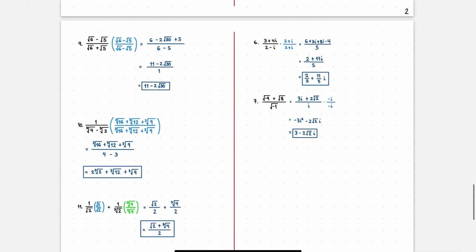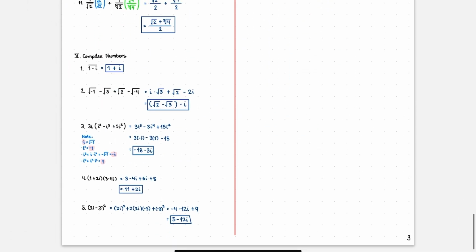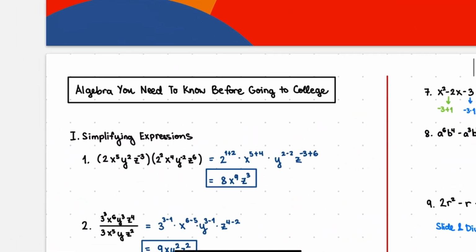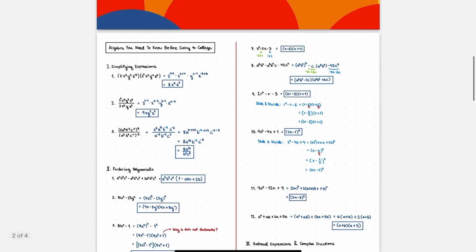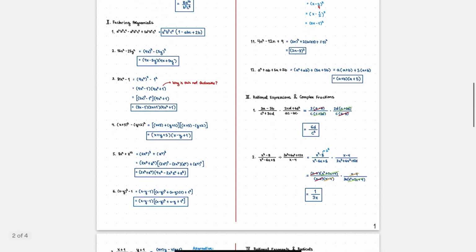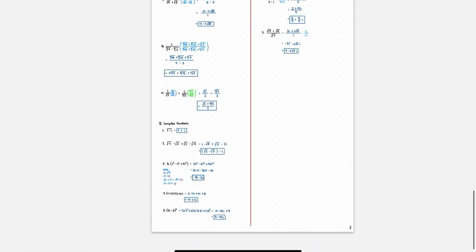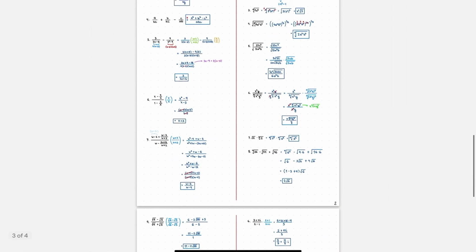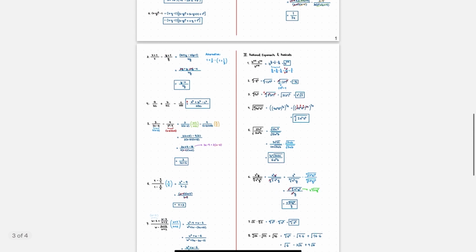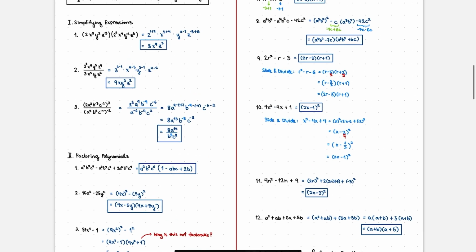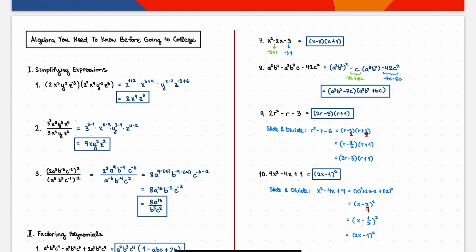Yep, so that basically ends the complex numbers part, and the series of this one, algebra you need to know before going to college. So again, we learned simplifying expressions, factoring polynomials, rational expressions and complex fractions, rational exponents and radicals, and then complex numbers. So I hope you were able to get a good feel of what algebra, at the very least, you need to be able to master upon entering college. So on the next videos, we'll probably do more complicated stuff that you still need to know before going to college, like equations, functions, polynomials, rational stuff.